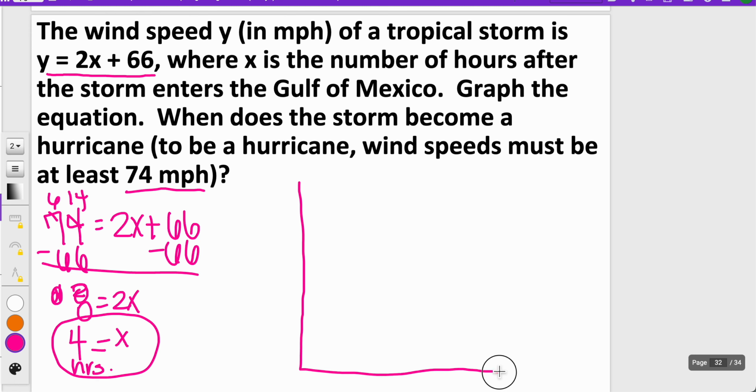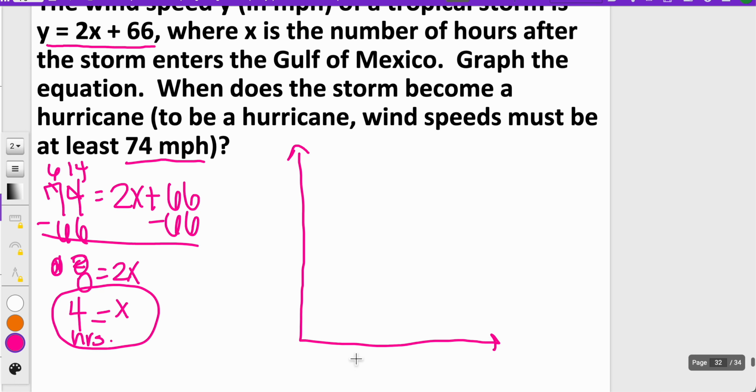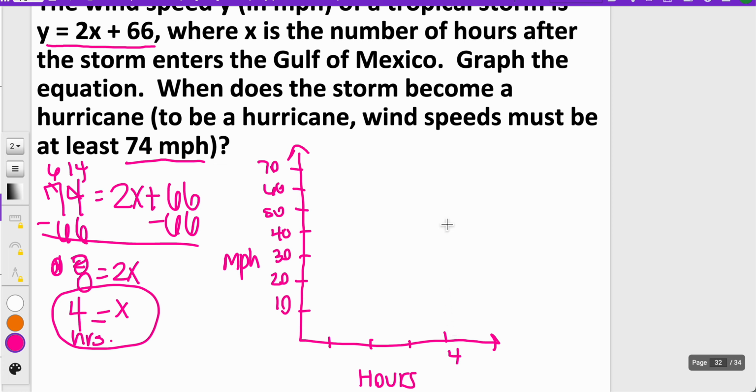And then to graph it, I'm just going to take my x-axis to be hours. 1, 2, 3, 4. And then my y value would be my miles per hour. So we can just do this by 10, 20, 30, 40, 50, 60, 70. So 4 hours was 74, so that would be up here. And then as I decrease, I'm just decreasing here. 0 hours would be 66. So this would be one connection you can make from 0 up until my 4 hours. Okay?